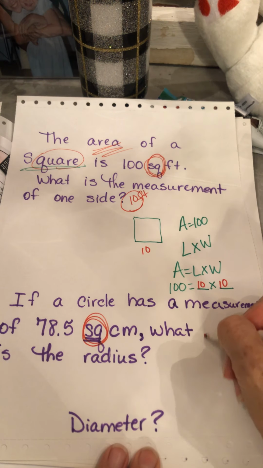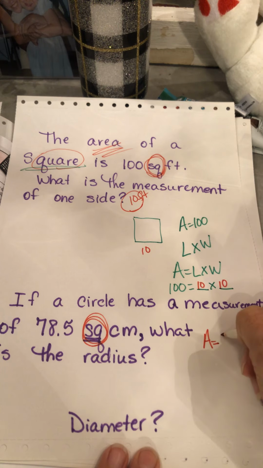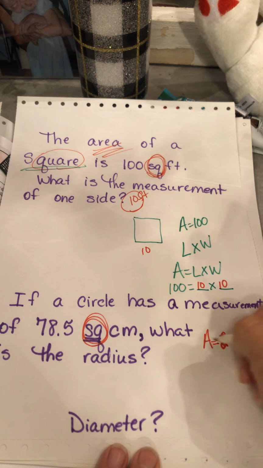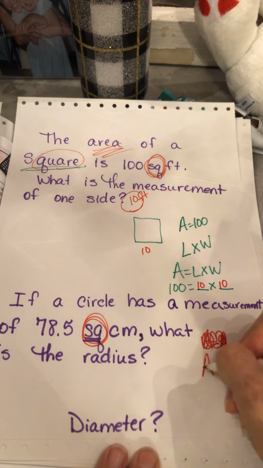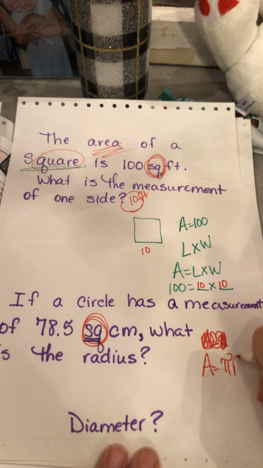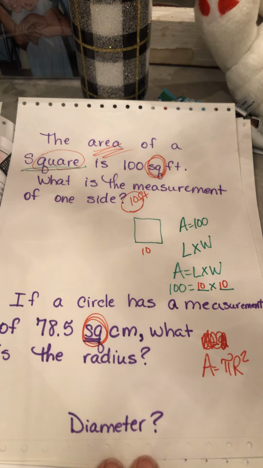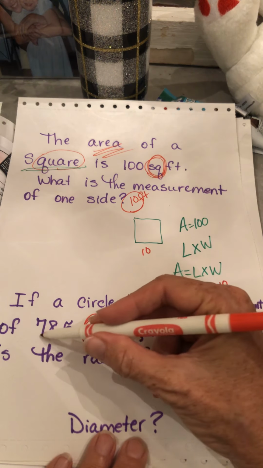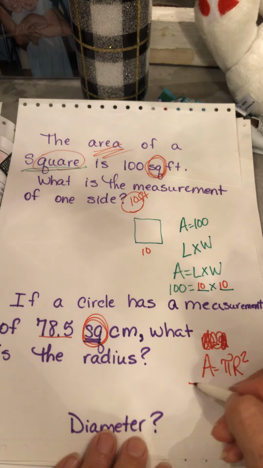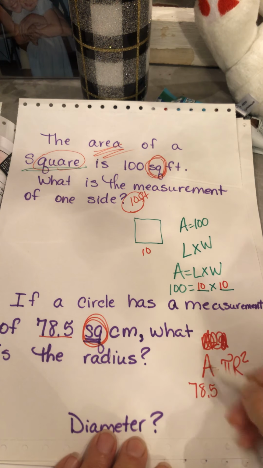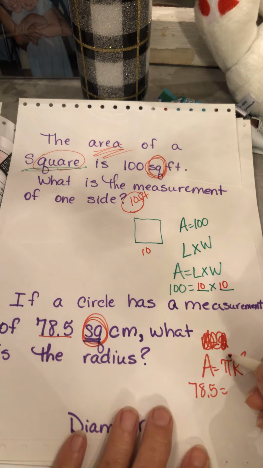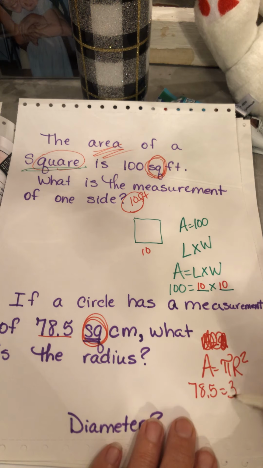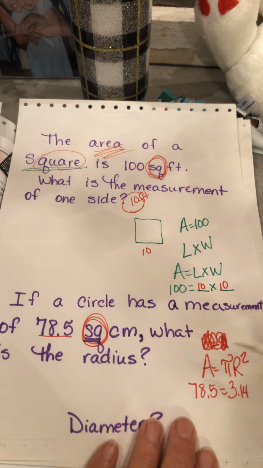Okay, so what is area of a circle? Well, I am really needing to go to sleep. Area of a circle is pi r squared. So if I use this formula, I'm told 78.5 is the square footage. That means that's the area. I know pi is 3.14. I don't know what radius is, so that's going to stay here.